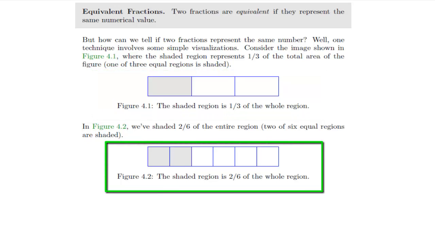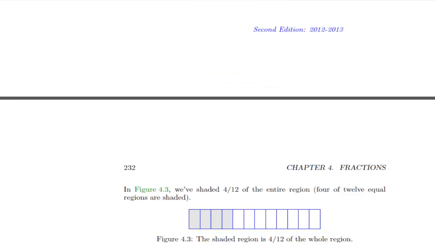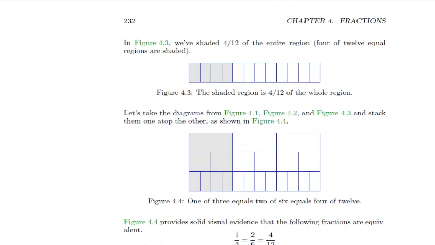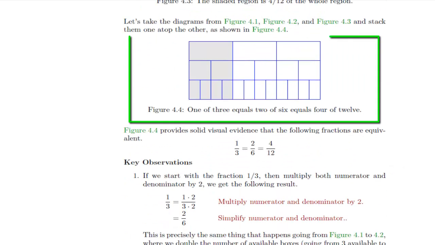In Figure 4.2, we've shaded 2/6 of the entire region. 2 of 6 equal regions are shaded. Then in Figure 4.3, we've shaded 4/12 of the entire region. 4 of 12 equal regions are shaded. Let's take the diagrams from 4.1, 4.2, and 4.3 and stack them on top of each other, as shown in Figure 4.4. Figure 4.4 provides solid visual evidence that the following fractions are equivalent. 1 over 3 equals 2 over 6 equals 4 over 12.